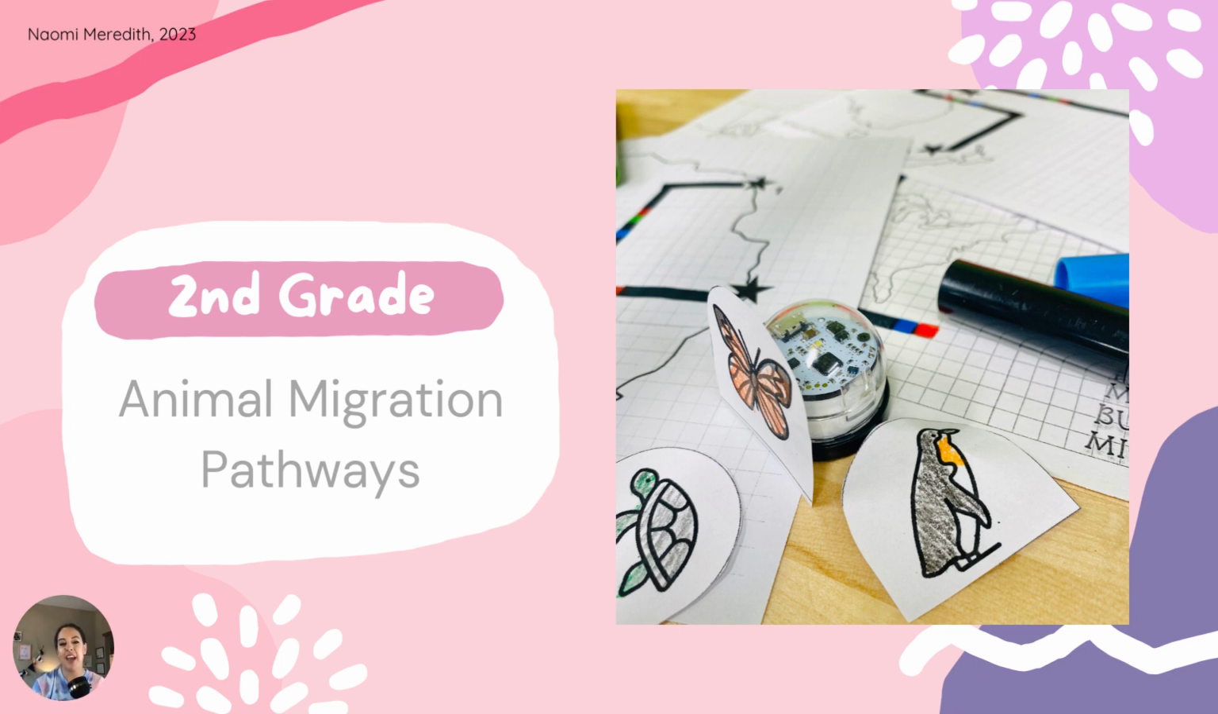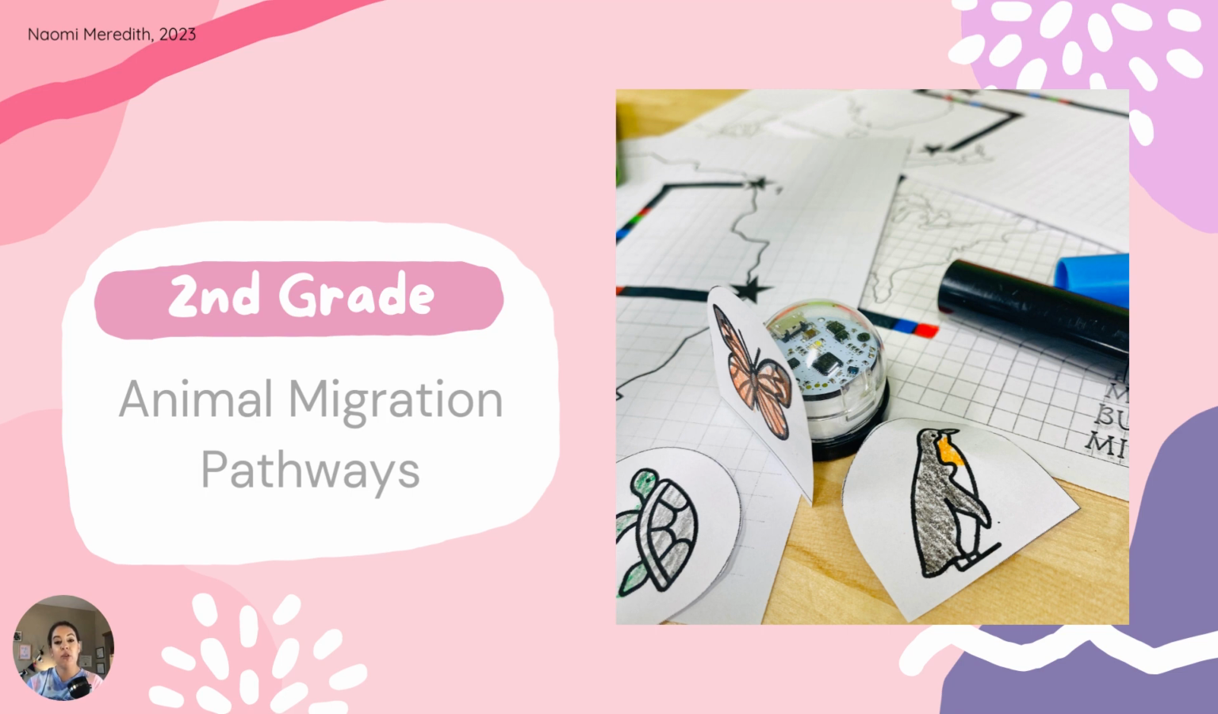Something I've done in second grade is we talked about animal migration pathways. And so students researched based on the articles that I wrote for them. They were researching different types of animals and why they migrate. And the reasons why they migrate aren't always the same, but there are some similarities and differences.